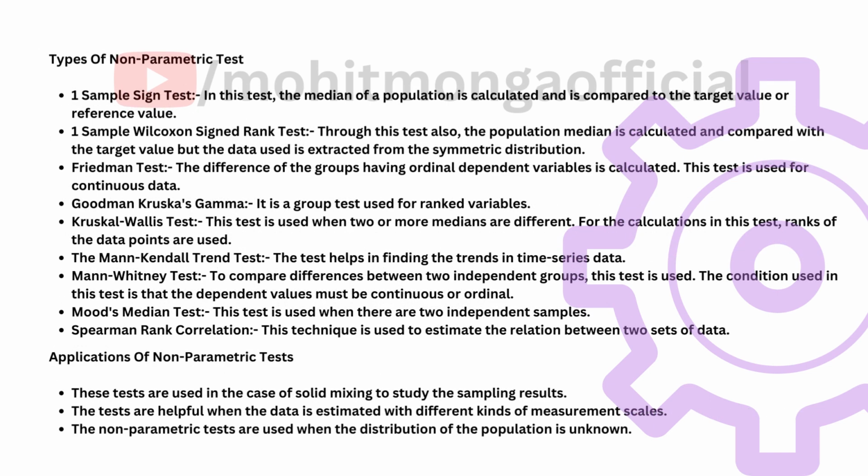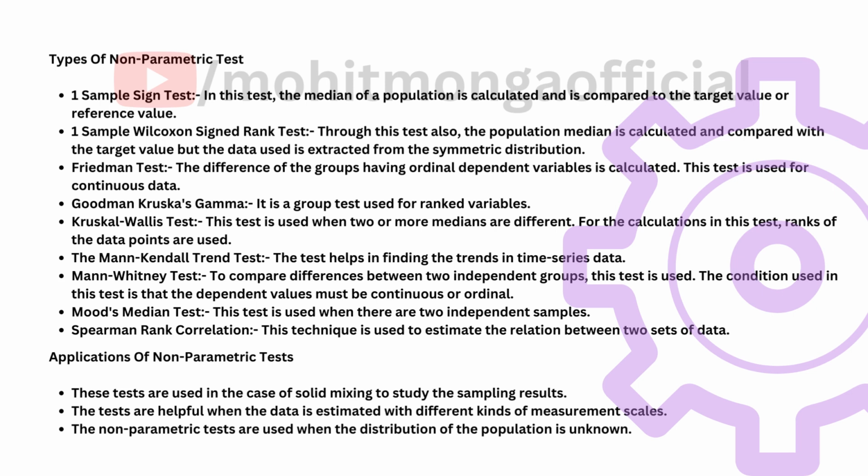Types of non-parametric test. One sample sign test. In this test, the median of a population is calculated and is compared to the target value or reference value. One sample Wilcoxon signed rank test. Through this test also, the population median is calculated and compared with the target value, but the data used is extracted from the symmetric distribution.